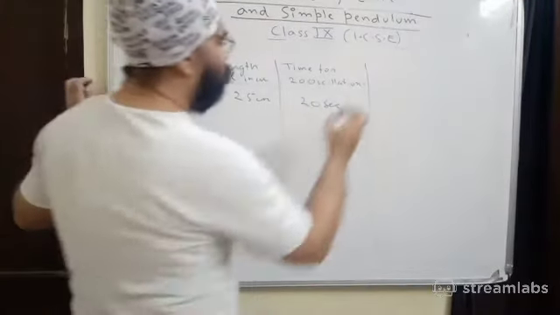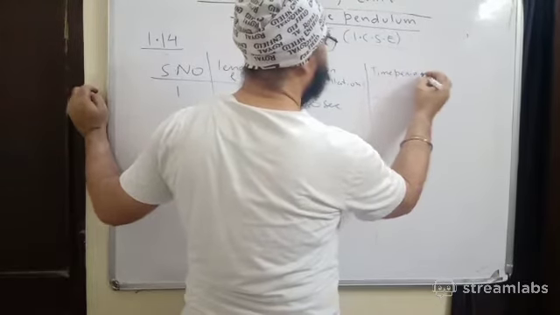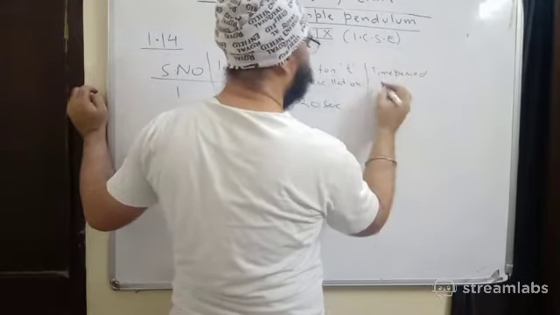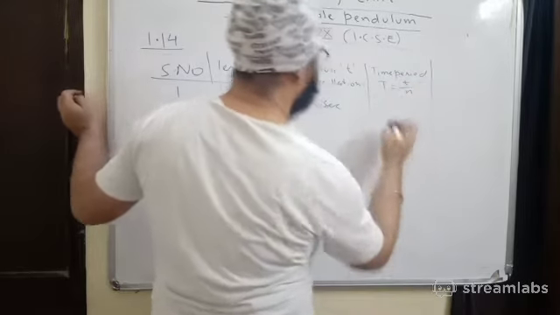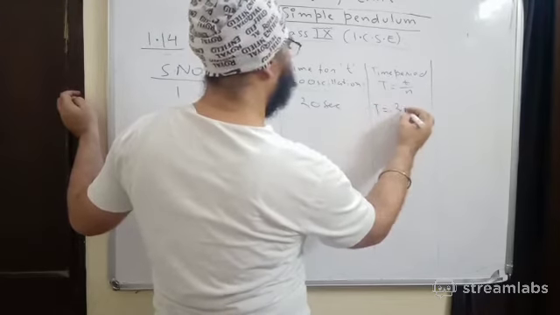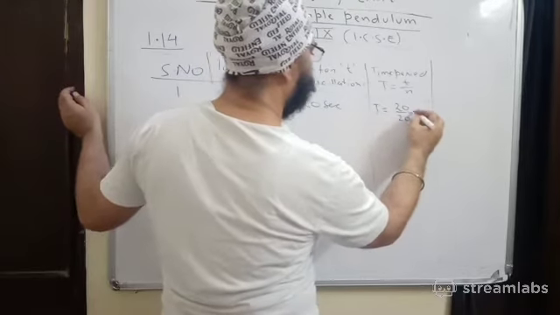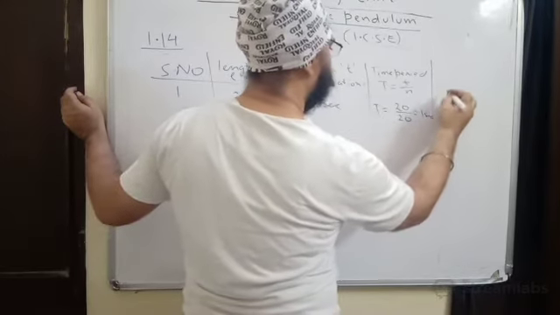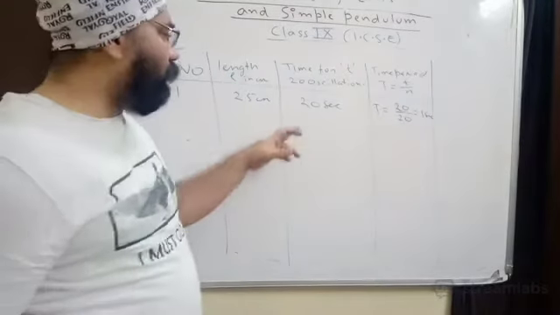Okay, then we find time period. We denote it with T. So T is equal to t by n. Okay, so in this case T becomes 20 by 20, which is equal to 1 second. So that is how we found the time period.